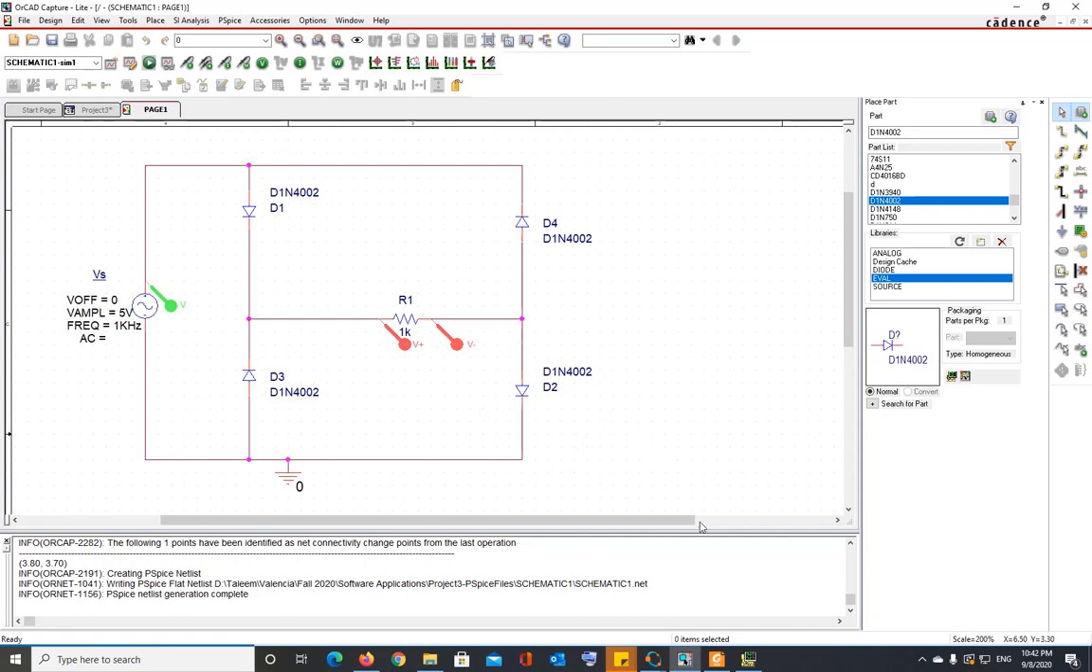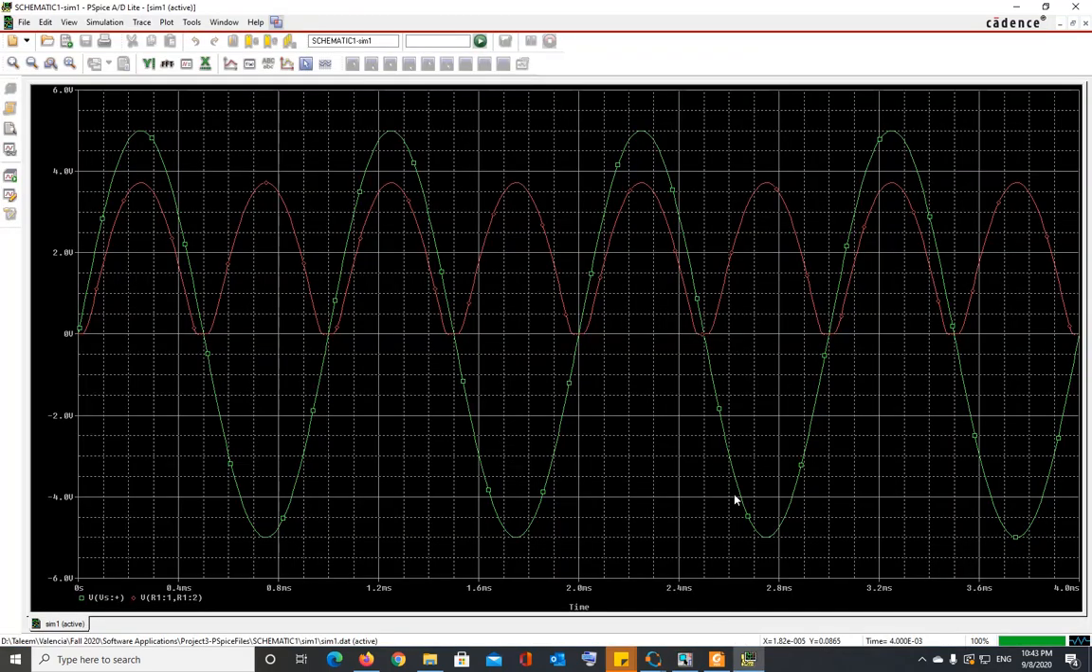Okay, so now I go to the simulation. Observe, this is your output, right? The green one is your input voltage, so you have a sinusoidal input voltage with a peak value of 5 volts. And then the red one is the voltage across your load.